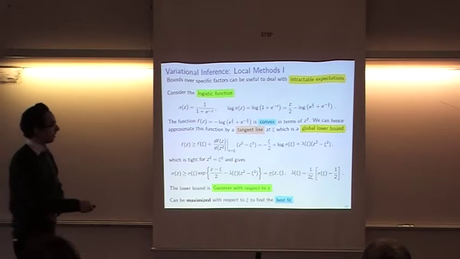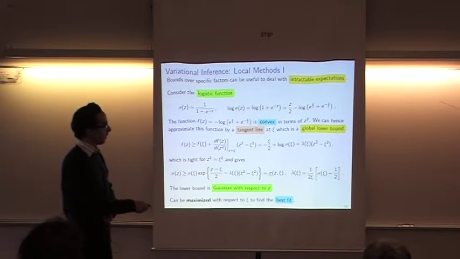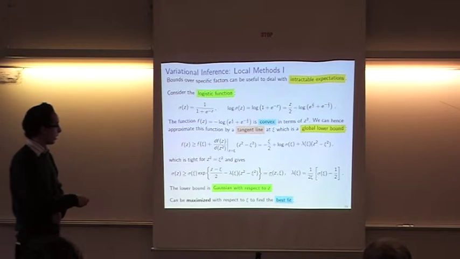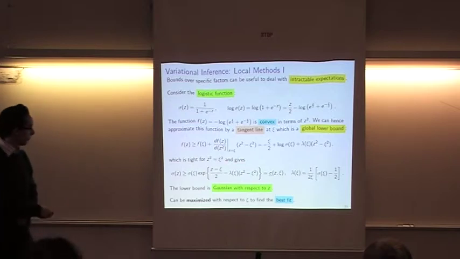The lower bound is always tight at the point at which I'm computing the tangent line. So at the point at which I'm taking the tangent line, the bound will always be tight at that location. This gives me a lower bound on the logistic function. Basically, I replace the value for f in this expression by its lower bound, and I get a final lower bound on the logistic function. And that bound is going to be an exponential function.